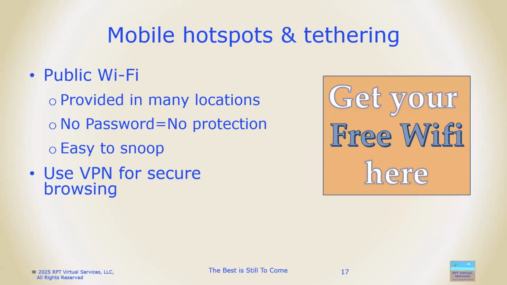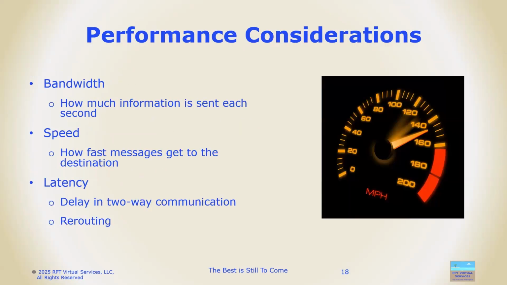Most restaurants and stuff now have a password, and you just ask the waiter or waitress what the password is, and they'll tell you. And then even if you're using an encrypted or secure public Wi-Fi, you still want to use a VPN to make sure that you're covered, and it provides another level of encryption.